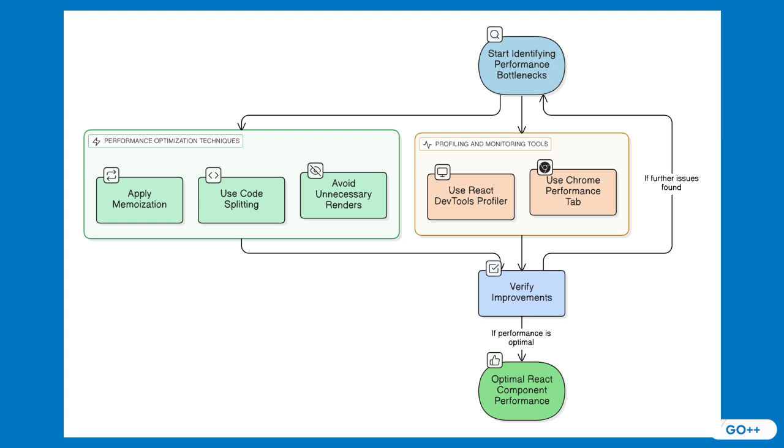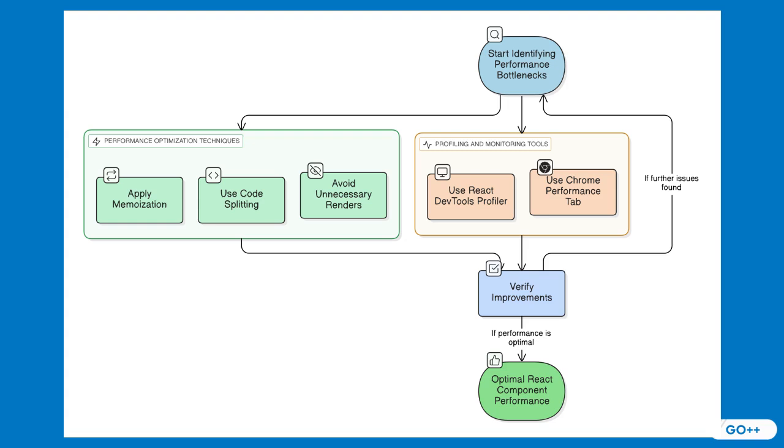Batched updates are another optimization strategy. Picture a mail delivery service that gathers all letters for a particular area and delivers them together, rather than one by one. React batches state updates to minimize re-renders, enhancing performance by processing multiple updates in a single go.